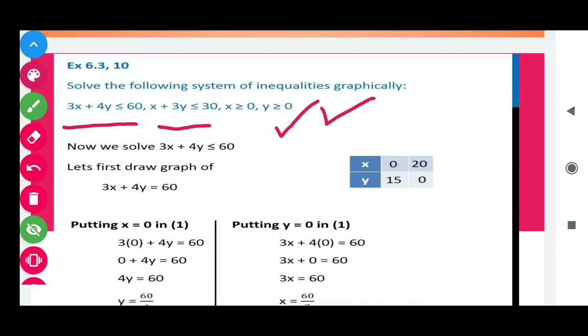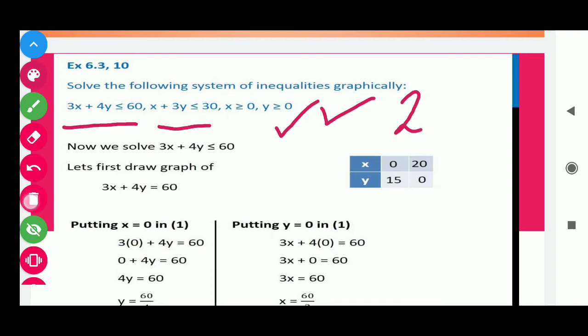According to working rule, first we have to find the 2 points to make these lines in the graph, and after that find out the shaded region of individual inequality. And students, by continuing the same process, we get the common feasible region of all the inequalities.